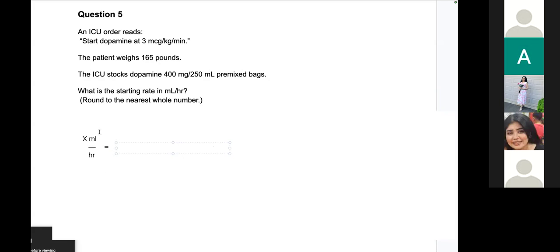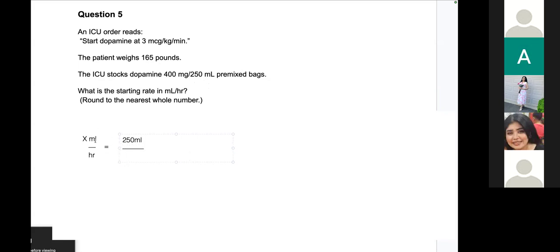So first step is, I know in the numerator, I will need milliliters. So I look through my question and I see where are the milliliters. I see milliliters only one place. So I'll put my 250 milliliters and I'm flipping it because I need milliliters on top.